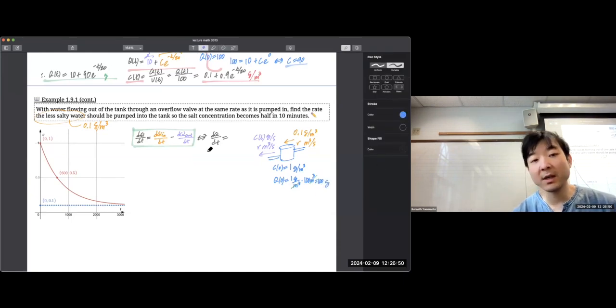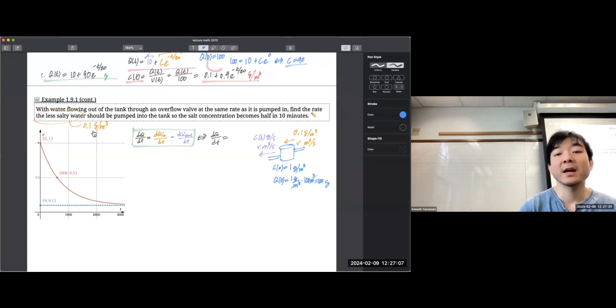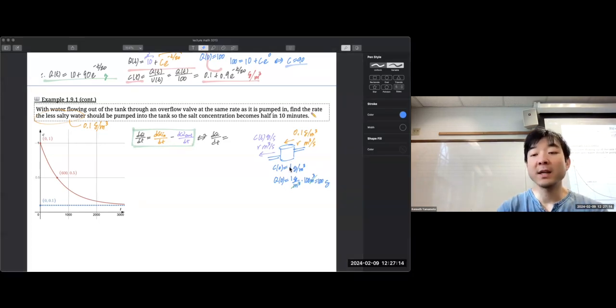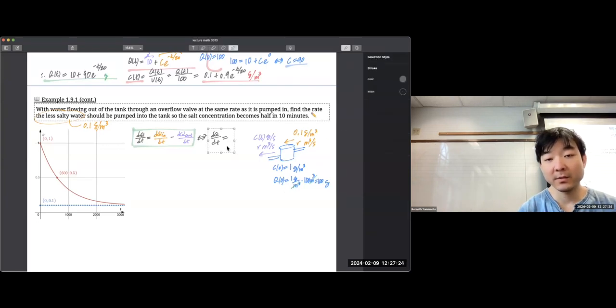The only thing we're changing here is that the water flowing out of the tank is going out at the same rate that's being pumped in. Find what that rate must be so that when this less salty water is pumped into the tank, the salt concentration in the tank becomes half in 10 minutes. The initial concentration is 1 gram, so we're trying to get it to be like half a gram after 10 minutes. So let's just bring this down.